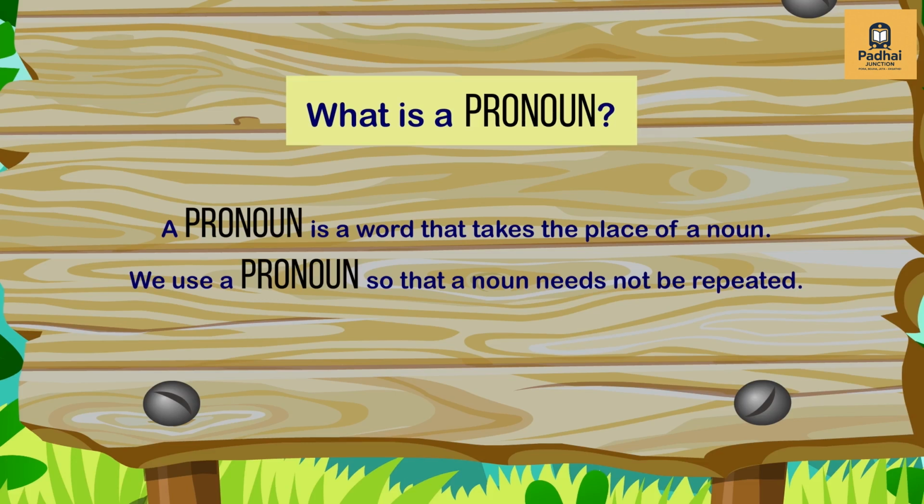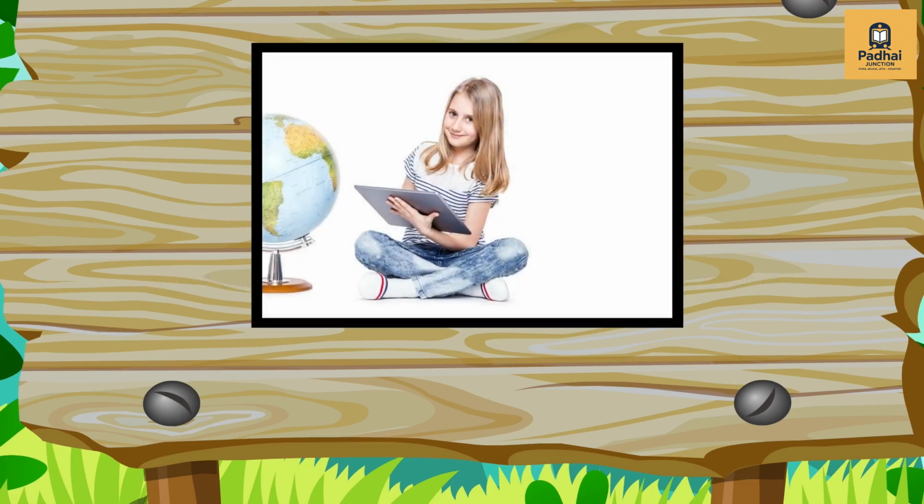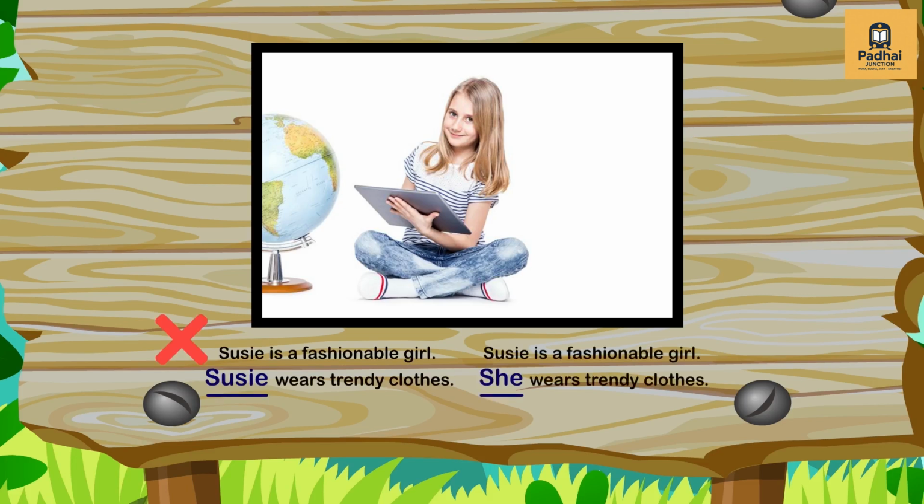Let's understand this from one example. Can you see Susie? How will it sound if we say, Susie is a fashionable girl. Susie wears trendy clothes. Doesn't the second time Susie sound repetitive? So, instead of Susie in the second sentence, we say, she wears trendy clothes. She in the second sentence is a pronoun. We use she so that the name of the girl, Susie, need not be repeated in the second sentence.